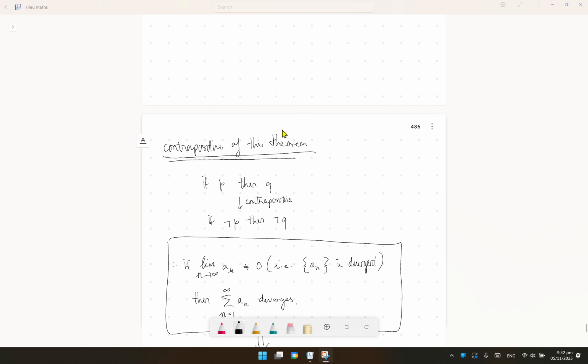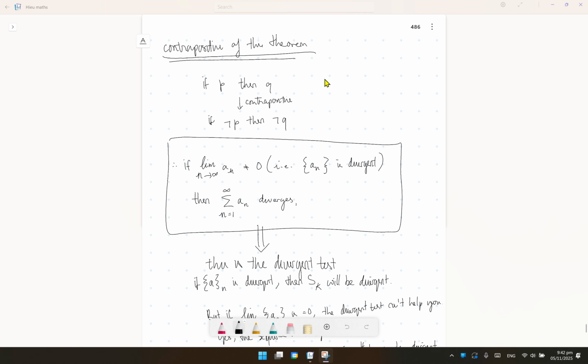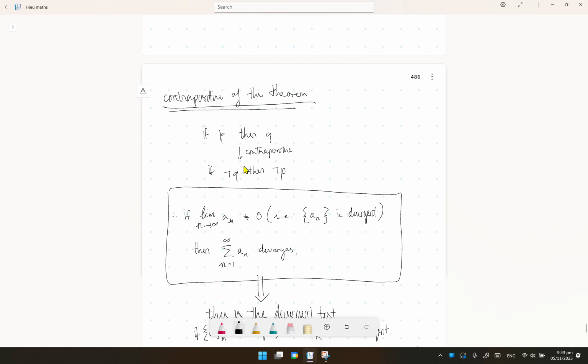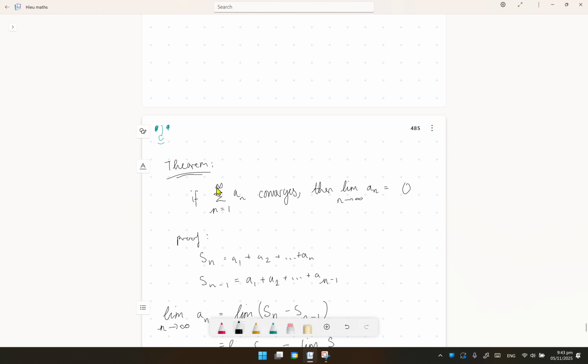And then there's the contrapositive of that theorem. Contrapositive just means if P then Q, then the contrapositive would be if not Q, then not P. In general, the contrapositive says that if the limit of the sequence, which means the final term, the term at infinity, is not equal to zero, then the sum to infinity is divergent. And again, that makes sense, right? It's literally just stating this.